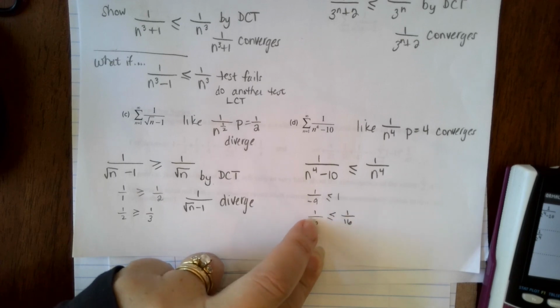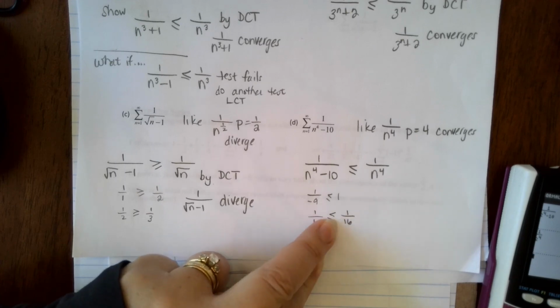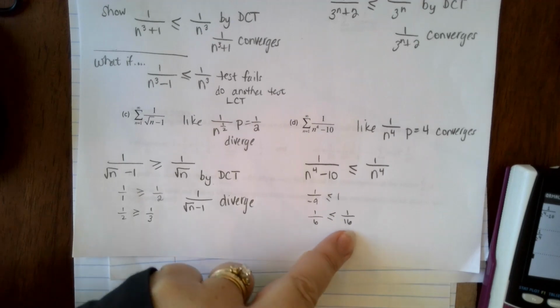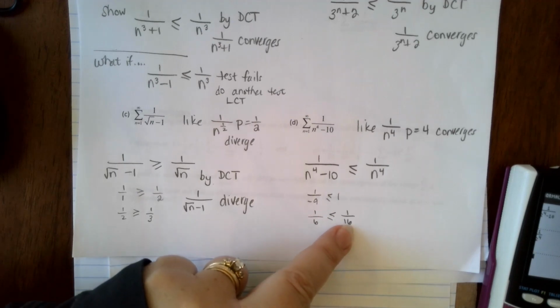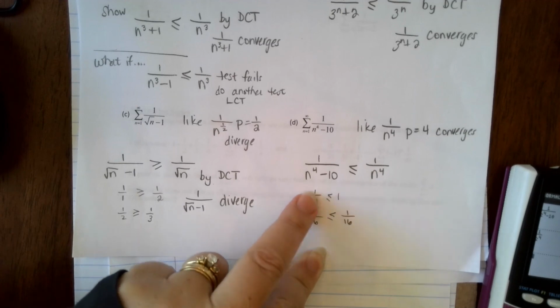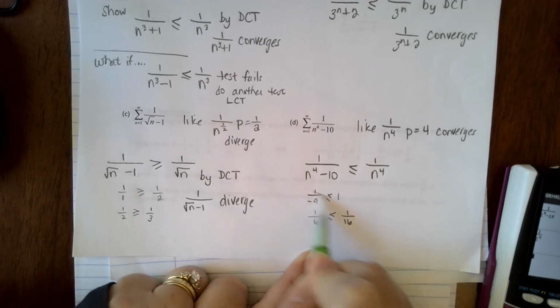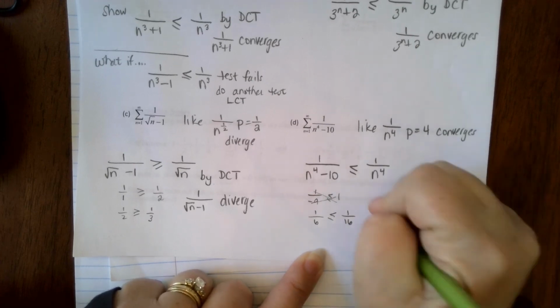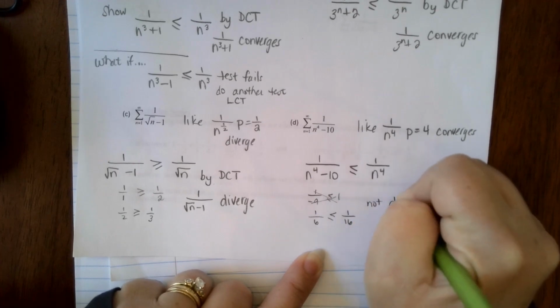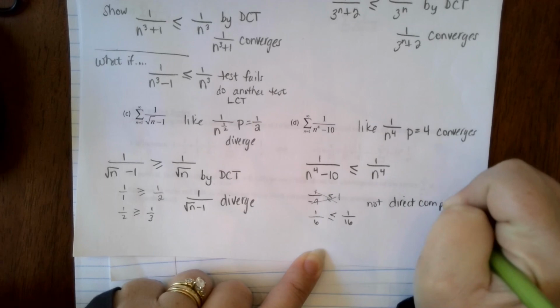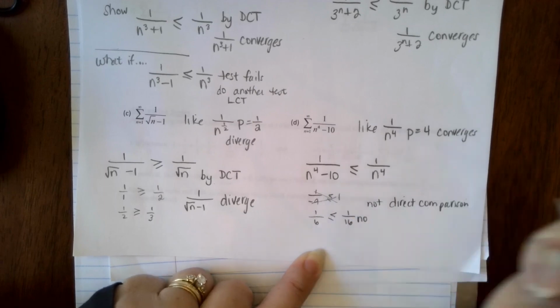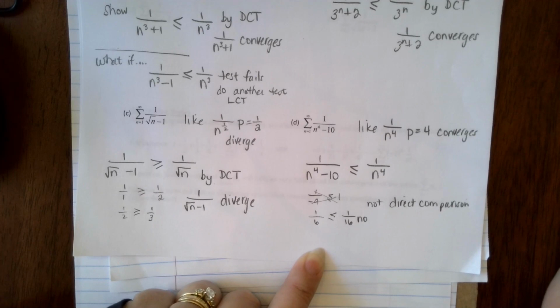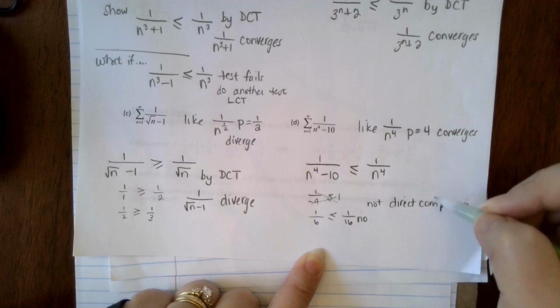But look at here. 1/6 is not smaller than 1/16. 1/16 is smaller than 1/6. So if you get this negative number and you're plugging in with that 1, you got to be super careful. Notice in all of these we've checked a couple different numbers. So this is not going to work. This is not a direct comparison, because right here, 1/16 is not bigger than 1/6. So in this case, we couldn't use direct comparison.